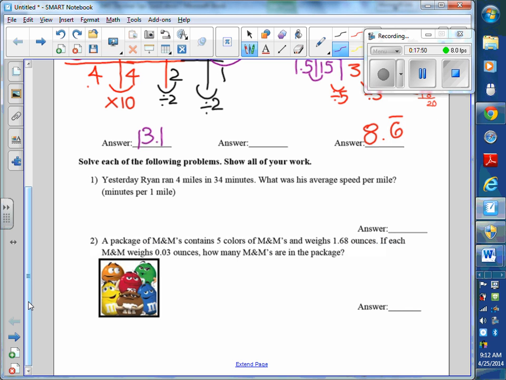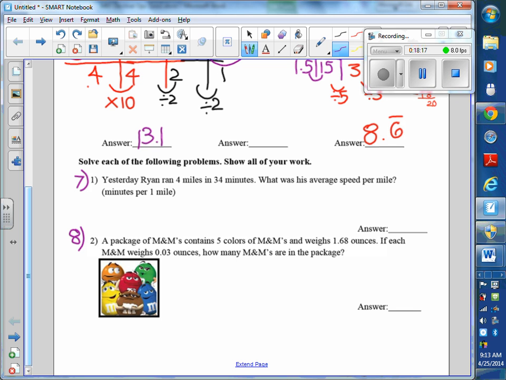Number... oh, I guess I didn't change these yet. This equals 7, right? This is my old version. I think I have some typos on this version. Yesterday Ryan ran 4 miles in 34 minutes. What was his average speed? Oh, per mile. So I just didn't have number 7 there, but it's the same problem, right?